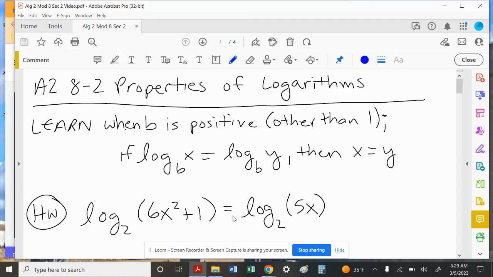In Module 8, Lesson 2, we're going to be looking at different properties of logarithms. So these are things that you need to know, which means, more importantly, you need to have written down.